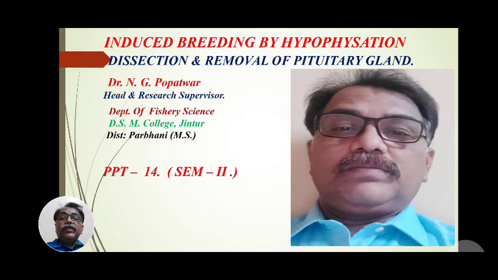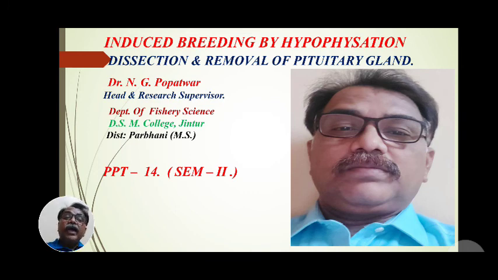We have studied selection of brooders, and how these brooders are to be identified. Selection and identification of brooders. Those fishes which are selected in your culture system, in your culture pond, are to be stocked into stocking ponds, that is mature male and female fish. Two males to one female are to be taken, and these fishes are selected for induced breeding by hypophysation.